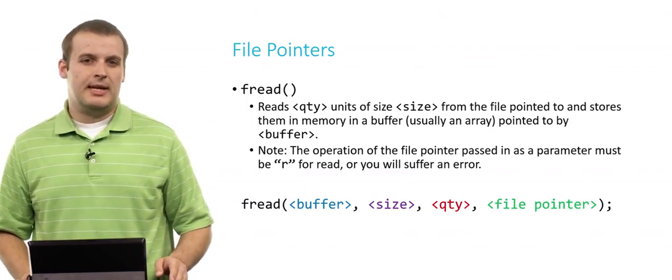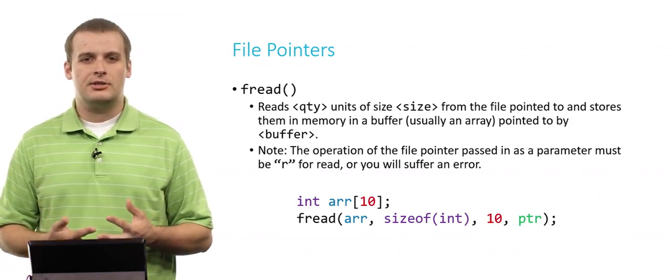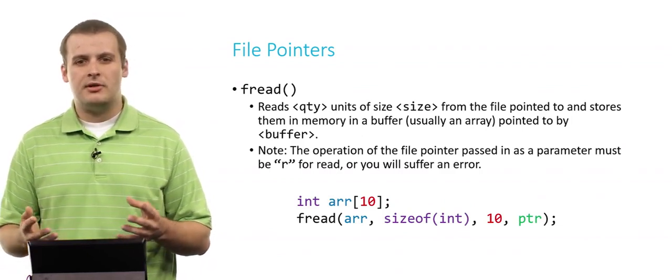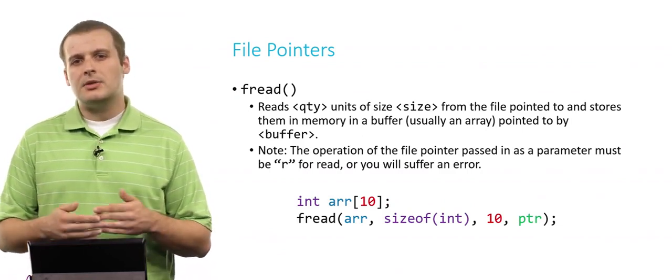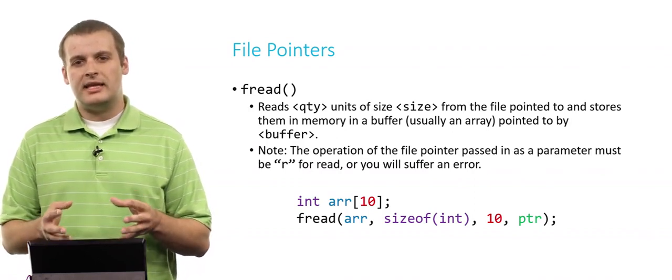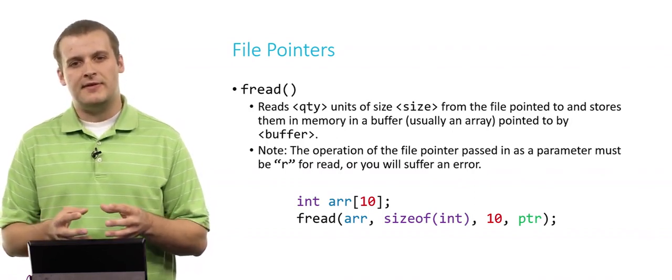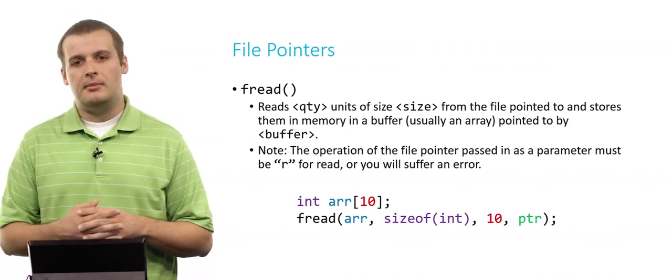Probably best illustrated with an example here. So let's say that we declare an array of 10 integers. We've just declared it on the stack arbitrarily, int arr[10]. So that's pretty straightforward. Now what we're doing with the fread call is reading sizeof(int) times 10 bytes of information, sizeof(int) being 4. That's the size of an integer in C.